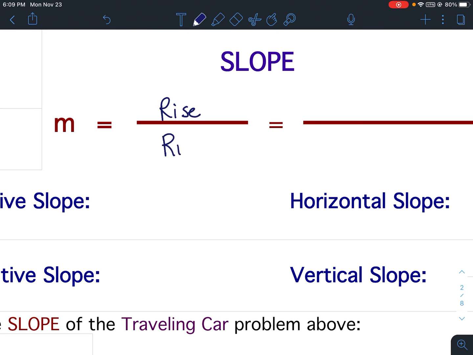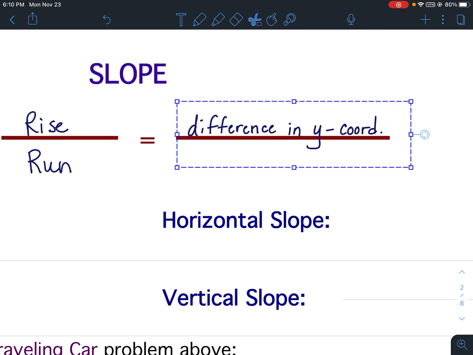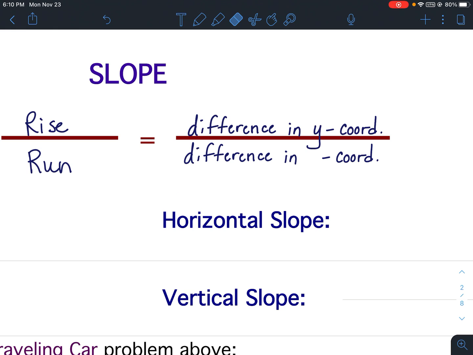over run. Slope is rise over run. In other words, if you pick 2 points, you find the difference in y-coordinates. In math, difference means to subtract. So you find the difference in y-coordinates, that would be your rise. If you think about it, the y-coordinate is how you move up and down on the graph. So you find the difference in your y-coordinates over your difference in x-coordinates.